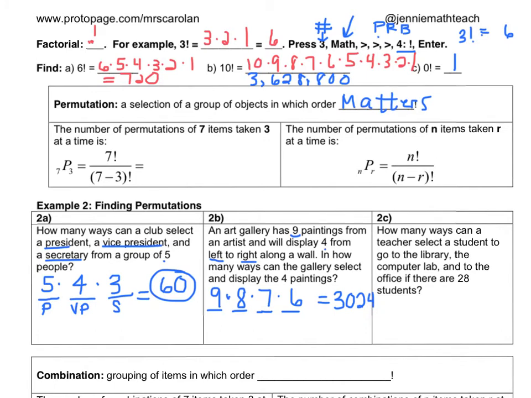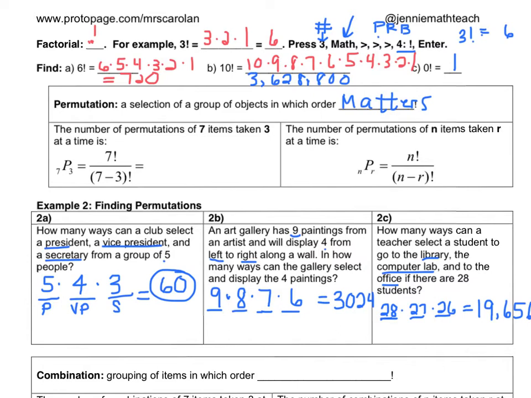And the last one, we have a teacher who's going to send students to the library, the computer lab, and the office. So each student's going to a different place. So we have 3 different places those students are going. There's 28 kids in the class, so the first time the teacher sends a student, there's 28 kids, then there's 27 left, and then there's 26 left. So you calculate that out, and there's 19,656 different ways to send 3 students to those different places.